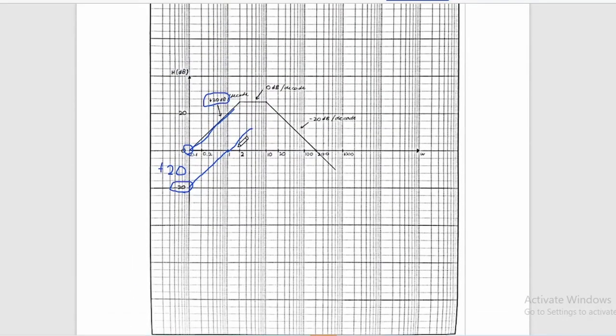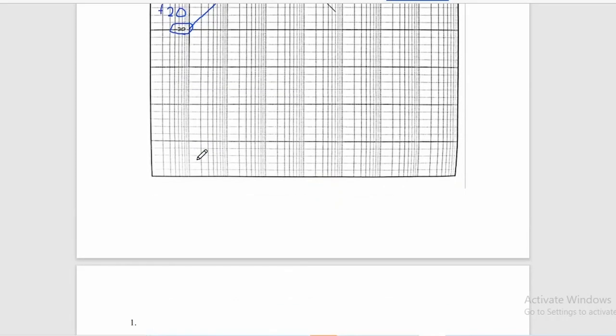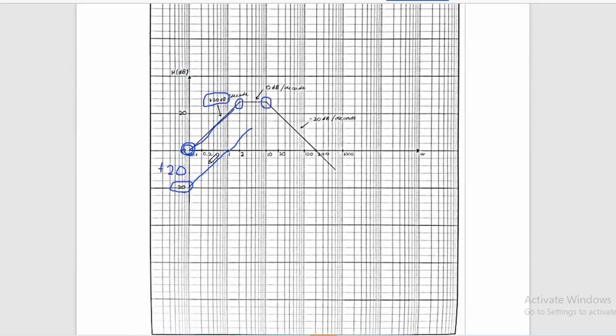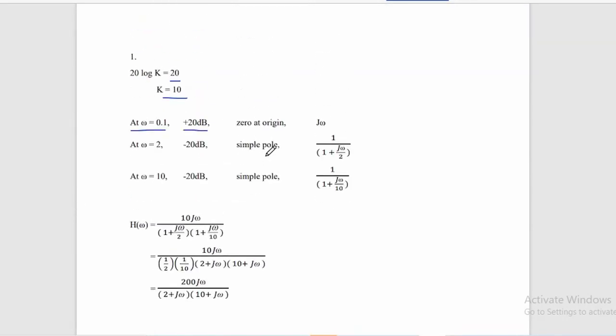Second, we will look at all the corner frequencies. We got one at origin here, we got a corner frequency here, and we got a corner frequency here. So the first corner frequency is at omega 0.1. We will get plus 20 dB because the incline is plus 20 dB. So plus 20 dB is a zero at origin, just like we said just now. And the formula for a zero at origin is jω.